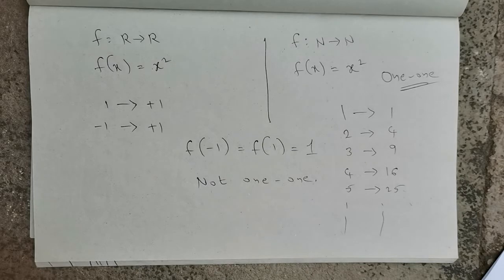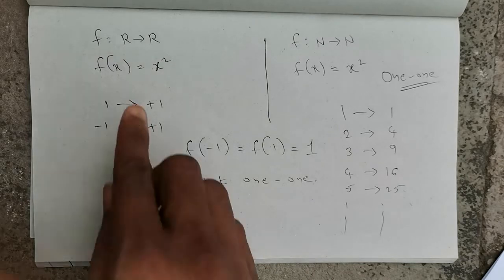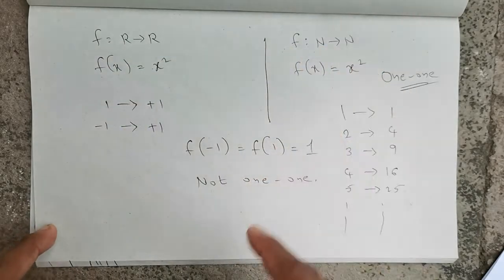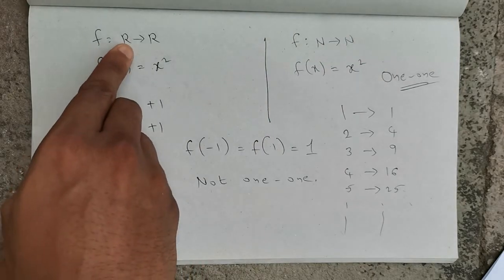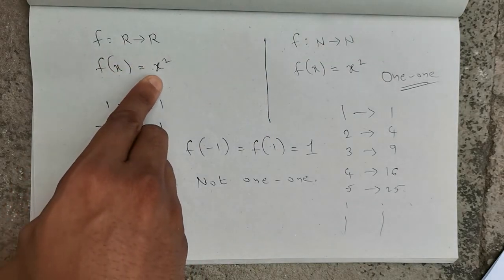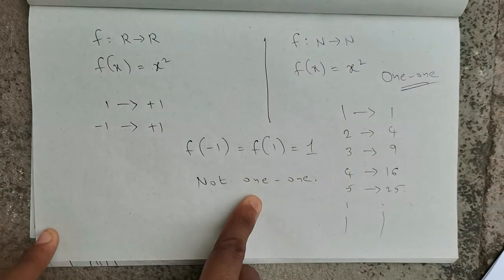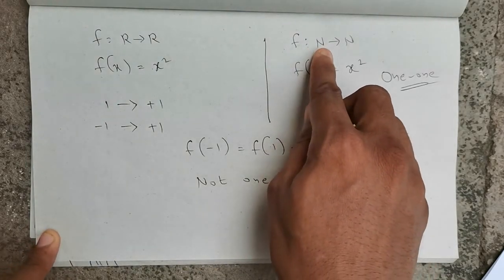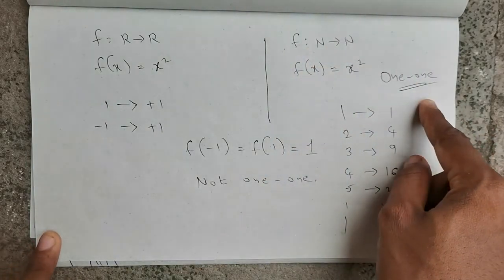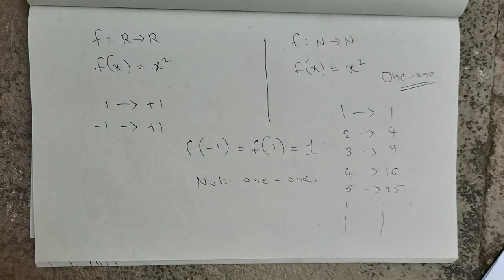So whenever they give the question, we need to check also from where to where the function is defined. Where the function is from R to R, f of x is x square, it is not 1, but if the function is defined from N to N, it is 1 function. Next, one more example he gave.